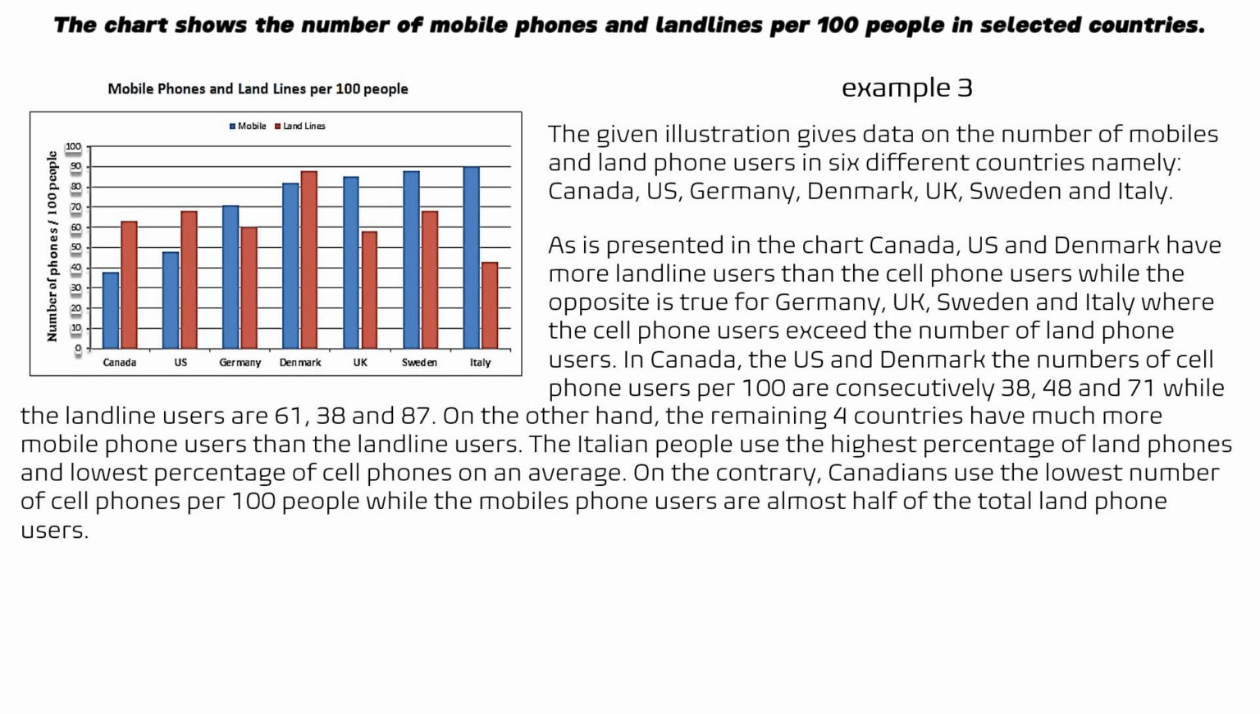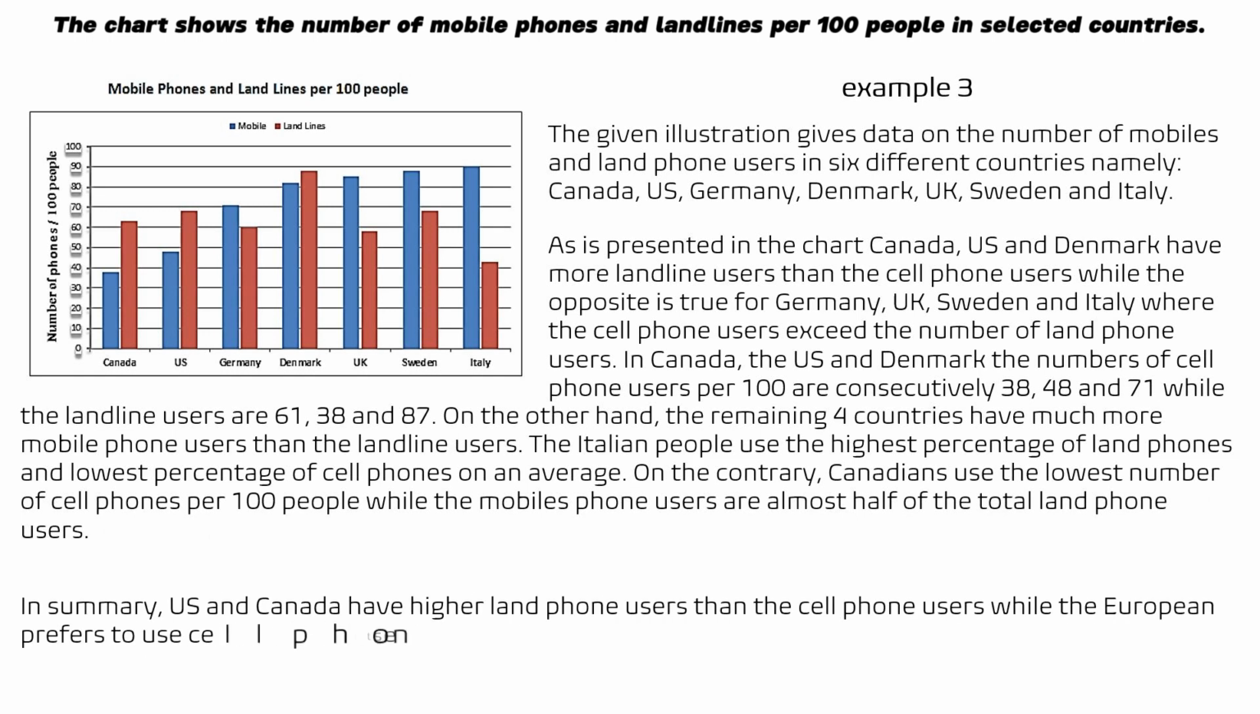On the contrary, Canadians use the lowest number of cell phones per 100 people, while the mobile phone users are almost half of the total land phone users. In summary, US and Canada have more land phone users than cell phone users, while the Europeans prefer to use cell phones over land phones.